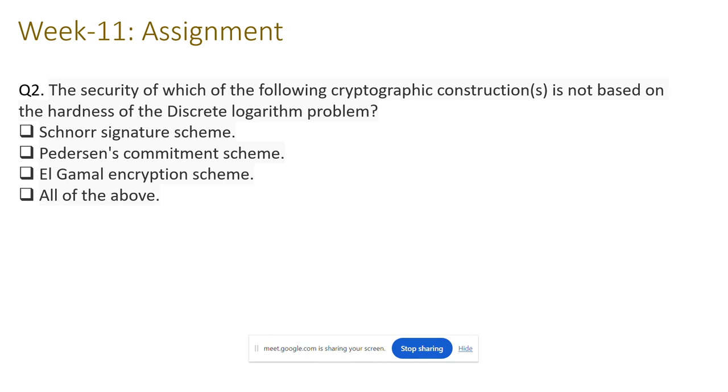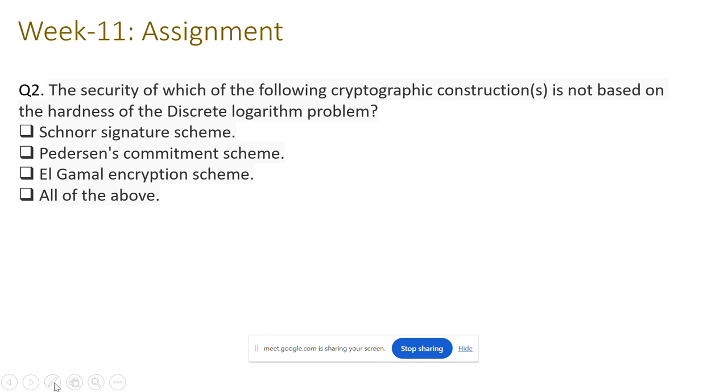DDH is an easier problem to solve than discrete logarithm. So if you are assuming that the DDH problem is hard to solve, that is a stronger assumption, and we need that to hold to get a secure Elgamal encryption scheme. And for Schnorr signature and Pedersen's commitment, we actually need the discrete logarithm problem to be hard. Just to recall, we saw the Schnorr identification scheme last week, and in this week's lecture it was described how, using the Fiat-Shamir transformation, you can convert the Schnorr identification scheme to the Schnorr signature scheme.